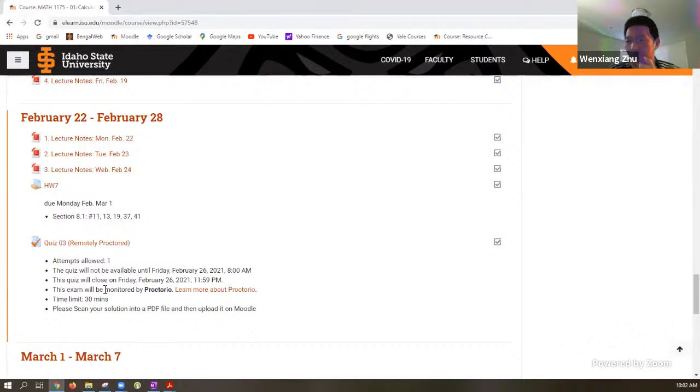They're free response questions, and the first one is like a type two improper integral. The third one is you need to do comparison tests. Okay, so I give you 30 minutes, so hopefully you can finish that. Just reserve some time to scan your solution and send to me in PDF files over on Moodle.